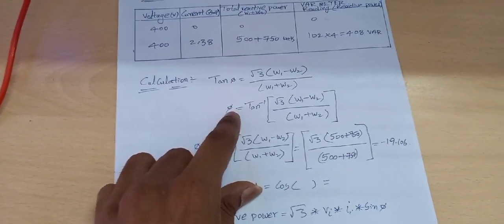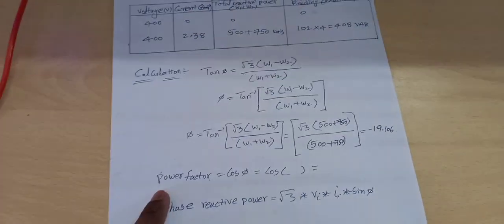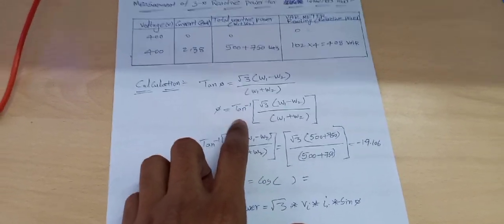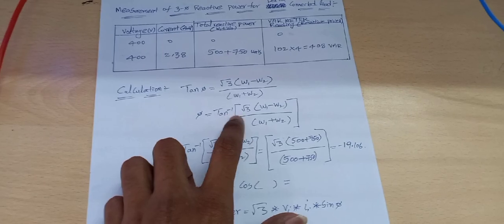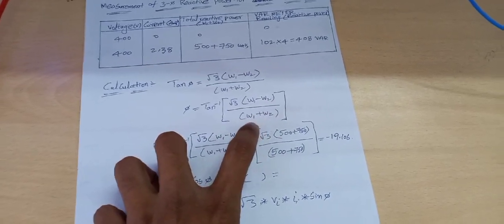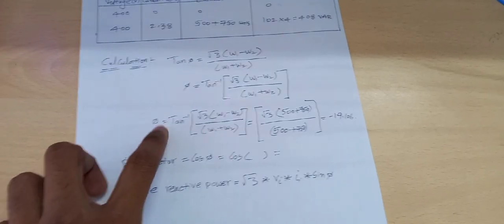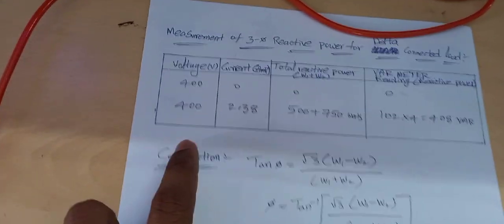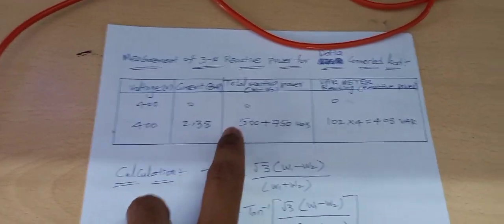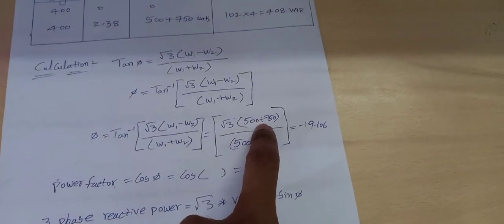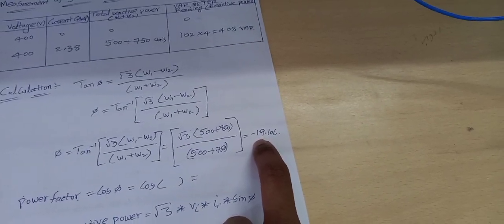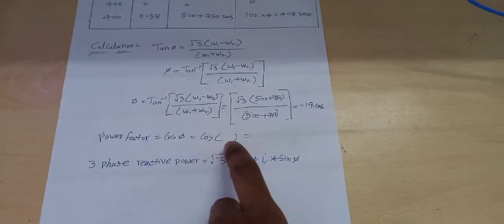According to the calculation part, we can calculate the phi value, power factor value and 3-phase reactive power. So first we are going to discuss, you remember, phi = tan inverse root 3 (W1 minus W2) by (W1 plus W2). Whatever values we got here in the load condition, we can substitute here: 500 minus 750 by 500 plus 750, equal to, we can get minus 19.106.